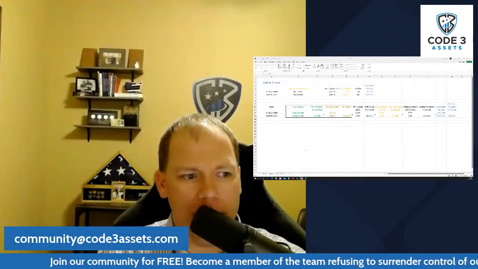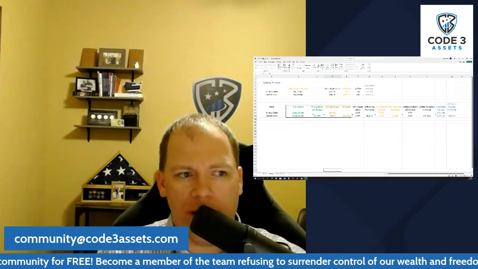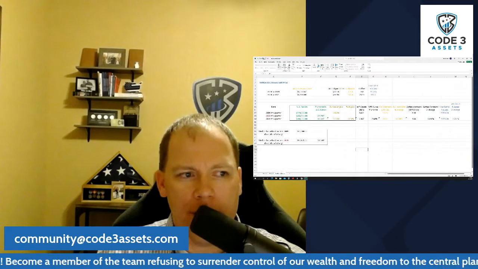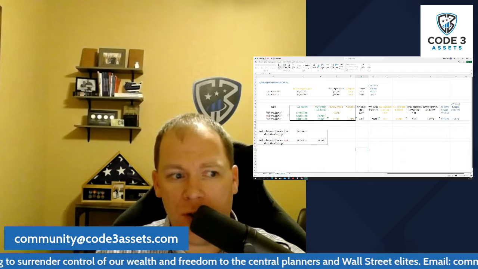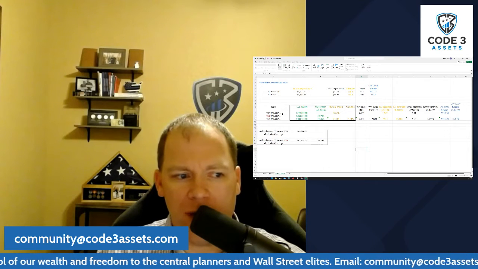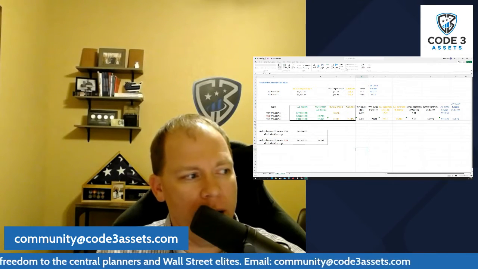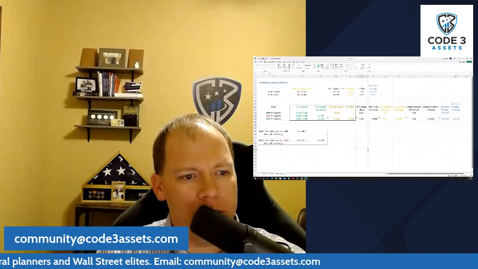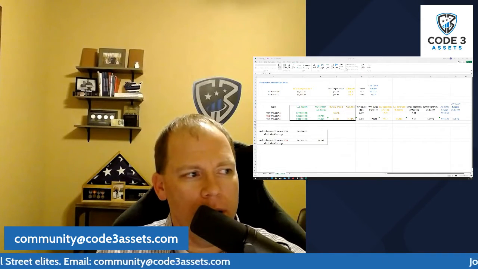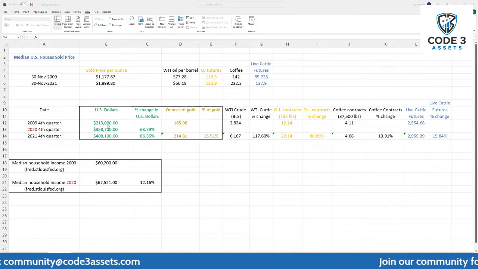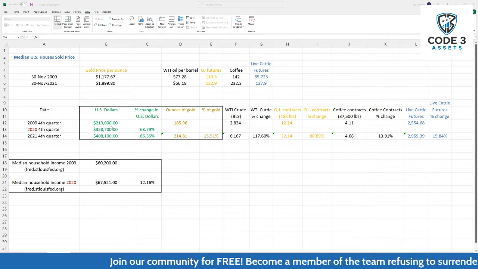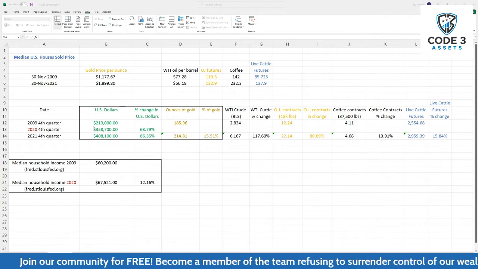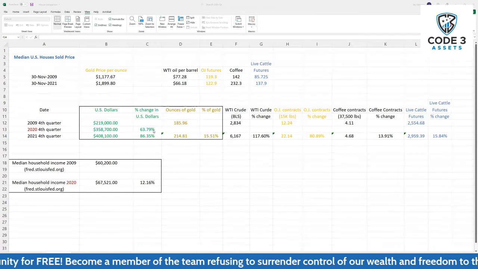And this one has to do with kind of median incomes and median homes. So the median home, if you look in the fourth quarter of 2009, according to FRED, it is $219,000 for a median home. Well, in the fourth quarter of 2020, the median value of a home was $358,700. So again, you didn't get richer. It took 63% more dollars.